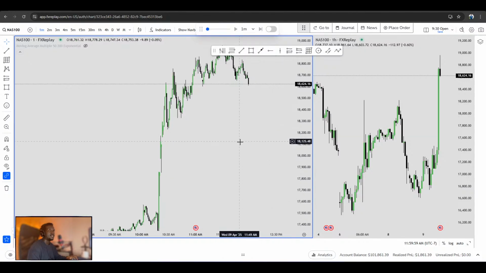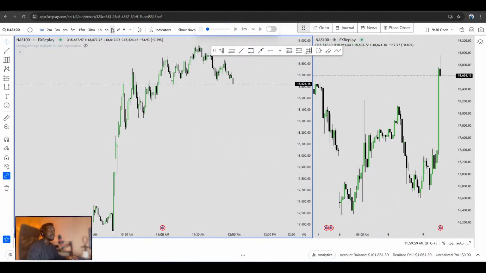We keep working on the skill of trading, and money should be a byproduct, right?